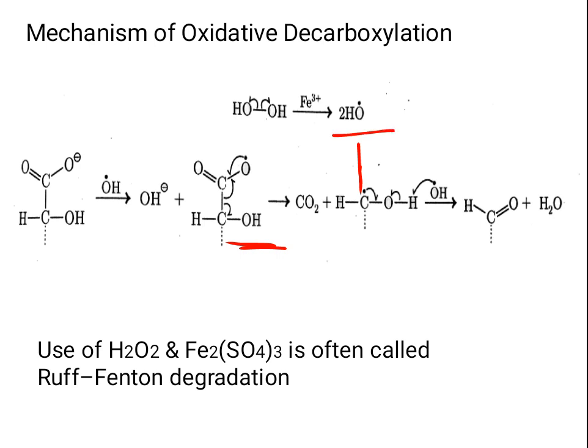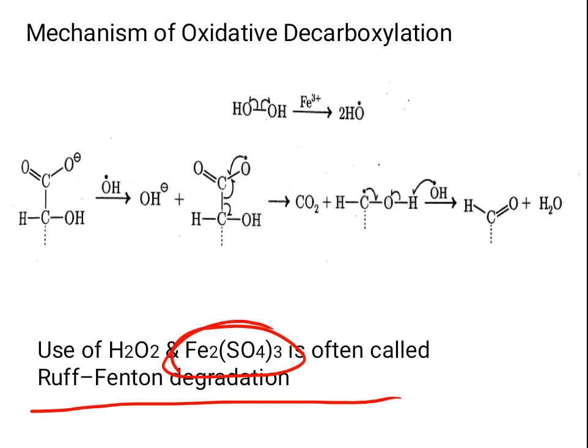Now another OH radical will come here and take up this hydrogen as hydrogen radical. So this oxygen will also form a radical. Now this carbon and oxygen radical will form a bond. So this is the actual reaction mechanism. Now read this. Use of H2O2 and Fe2(SO4)3 is often called Ruff Fenton degradation. In case of Fenton degradation, that was ferrous sulfate, but as it is ferric sulfate, not the ferrous sulfate, this is called Ruff Fenton degradation.